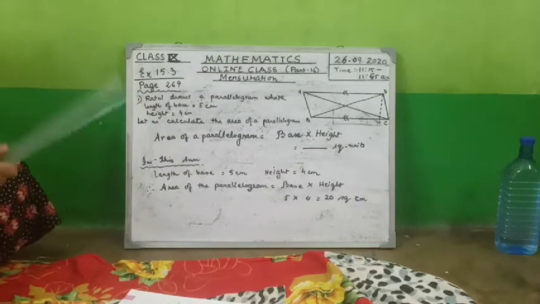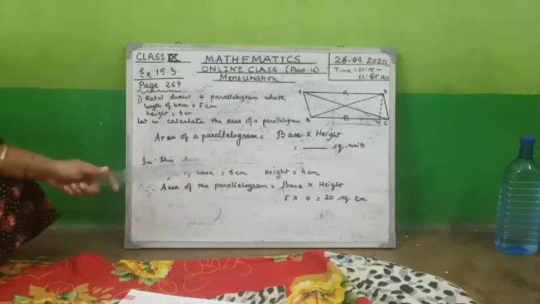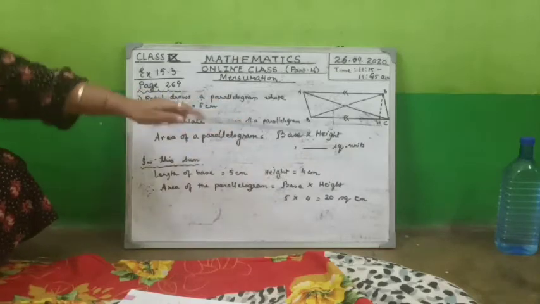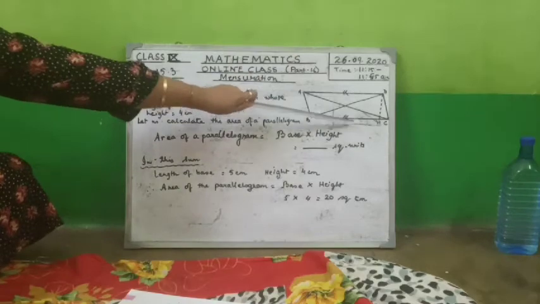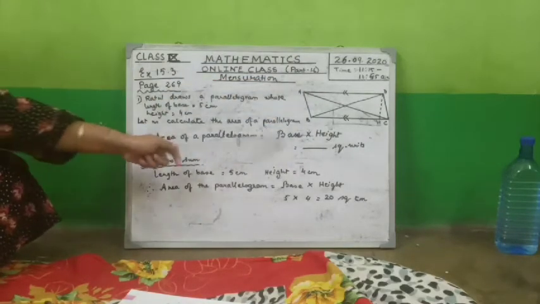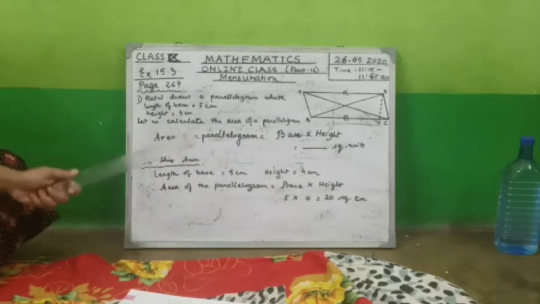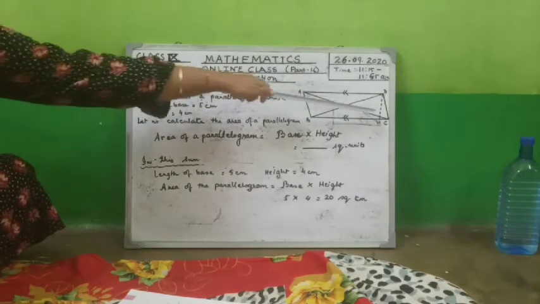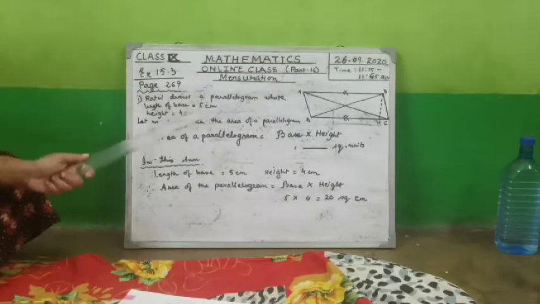So we come to the area of a parallelogram. What is the area of a parallelogram? The definition says that the area of a parallelogram is base into height. Base means the length of the base. Base means this and height means this. So the area of a parallelogram is nothing but base into height. So you have to remember the formula for the area of a parallelogram. Sometimes by finding out the areas of two triangles and adding them, you can also get the area of the parallelogram.